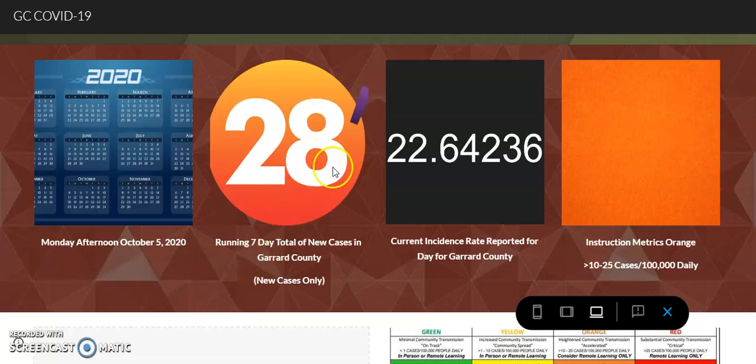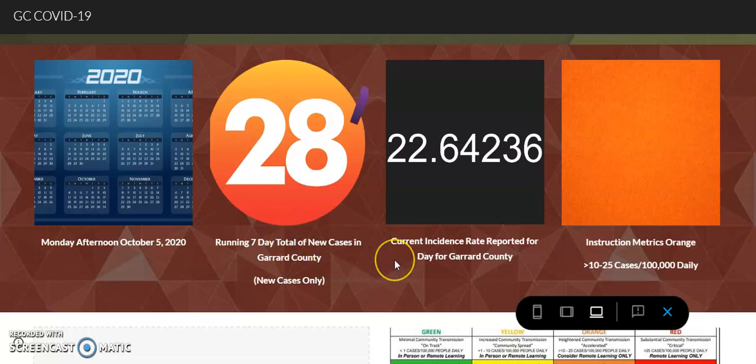Then here we would give you the total number of new cases in Garrett County for the past 7 days. It doesn't matter what day you're looking at, it would be those 7 days previously. So we anticipate, let's say, a 28 today. That would mean that there had been 28 new cases in Garrett County over the last 7 days.